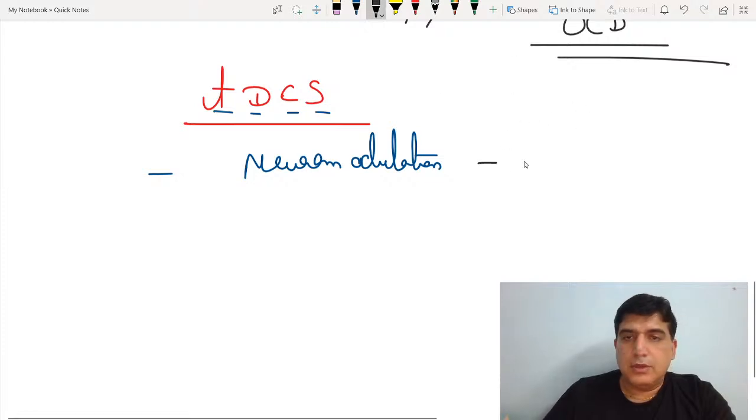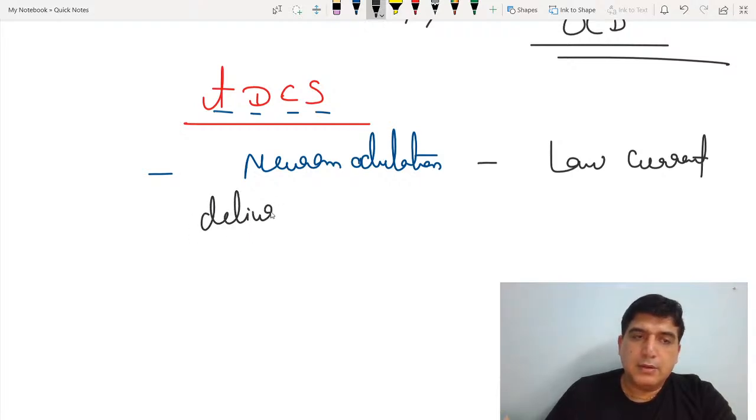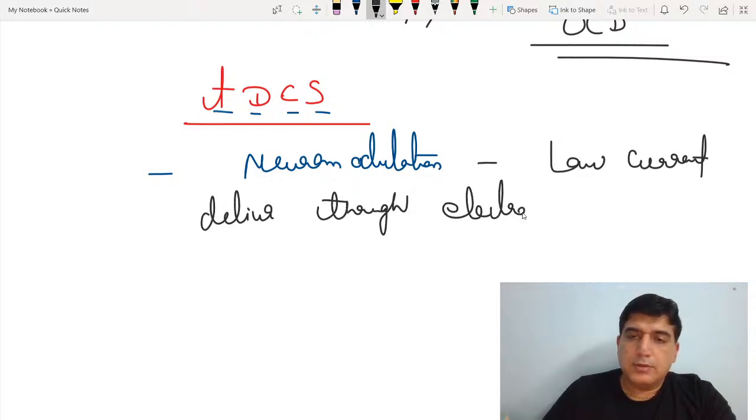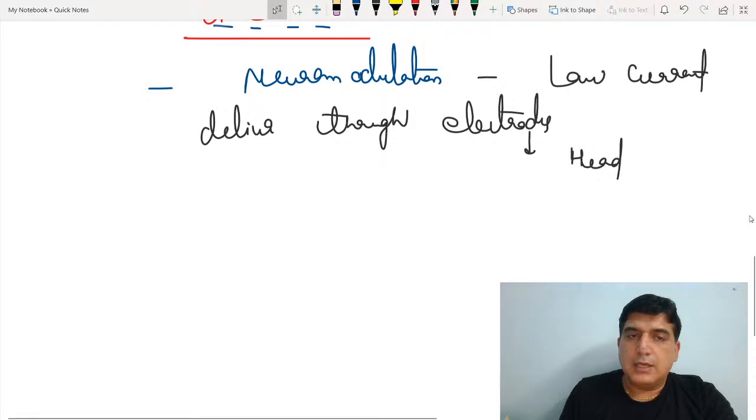We use low current, a low current flow, which we deliver through electrodes. These electrodes we place on the head, as you can see in the picture, and through these electrodes we have constant low current delivery.